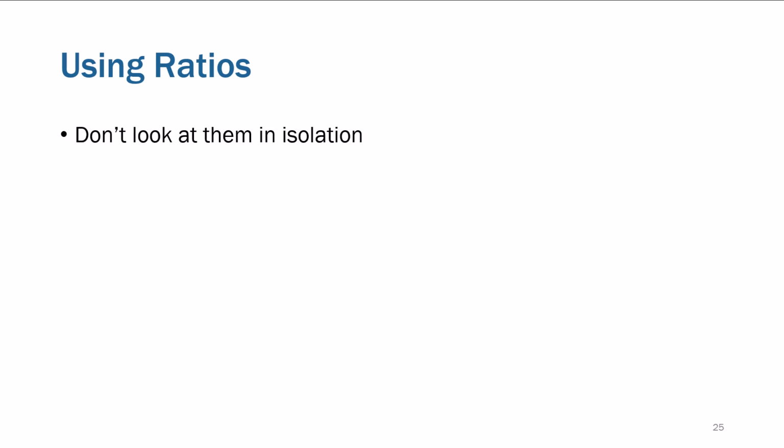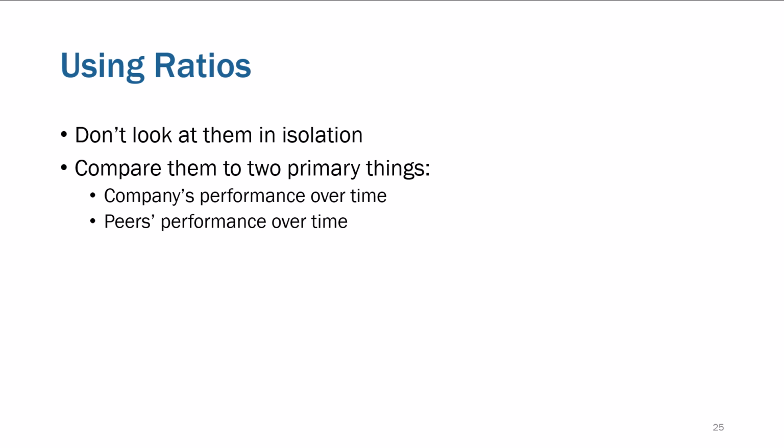Now, we're going to look at those companies, and we're going to look at ratios, a bunch of them for these companies. So a lot of just practical examples. We want to make sure we don't look at these in isolation. We want to compare them to a company's own performance over time, compare them to a peer's performance over time. We're going to do a lot in this session right here about comparing companies to other companies.